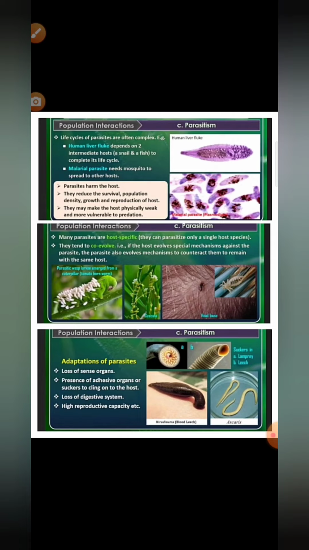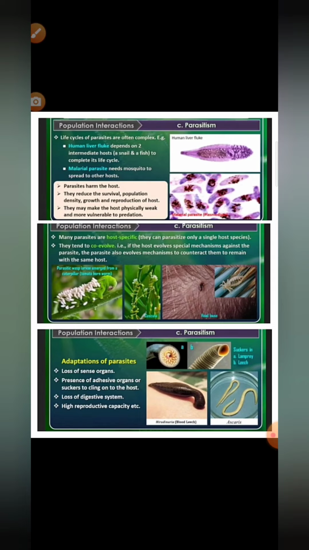Parasitism is the mode of interaction between two species in which one species, the parasite, depends on the other species, known as the host, for food and shelter, and in this process damages the host. In this process, one organism is benefited while the other is harmed. Who is benefited? The parasite. Who is harmed? The host.